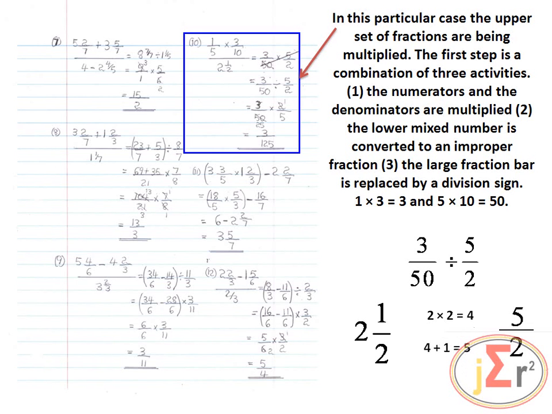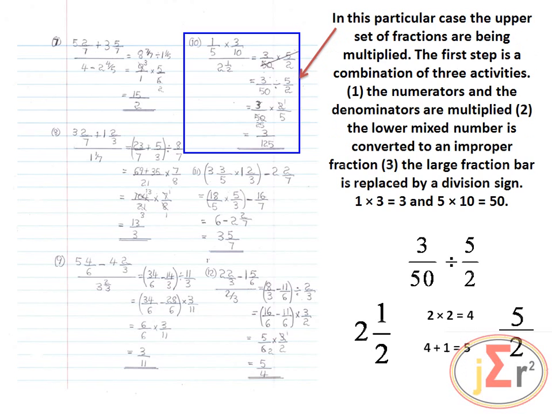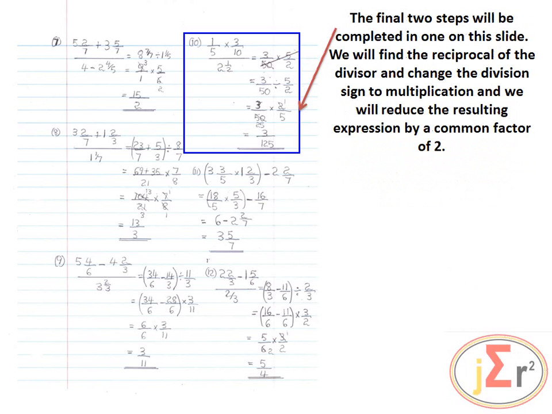We are dividing by 5 over 2, which is the same as multiplying by its reciprocal, that we did not do on the previous slide. The final 2 steps will be completed in one. On this slide we will find the reciprocal of the divisor and change the division sign to multiplication, and we will reduce the resulting expression by a common factor of 2. So the final 2 steps we will complete in one.